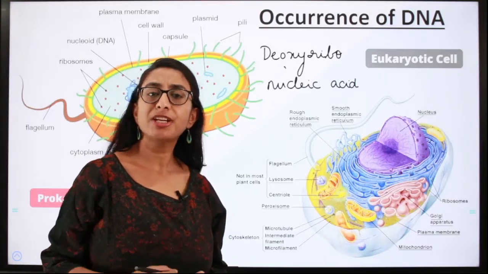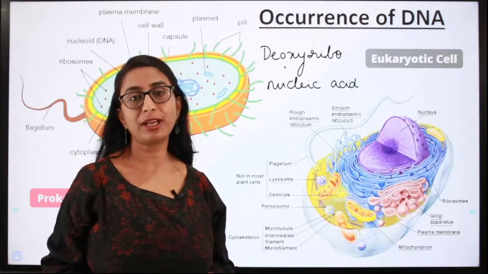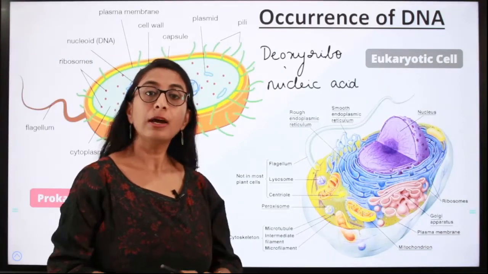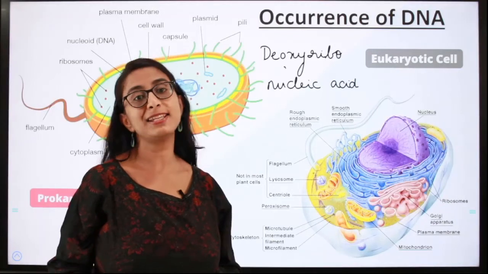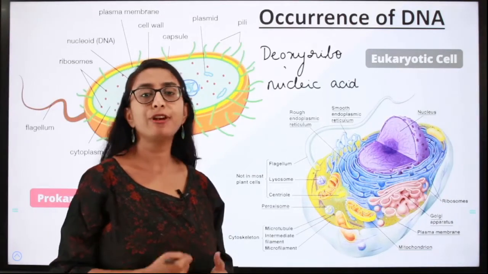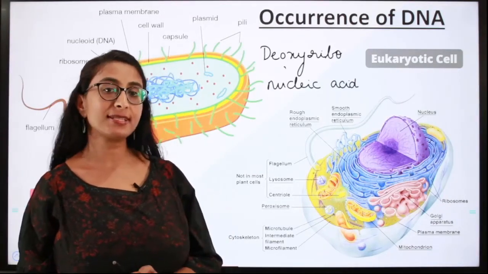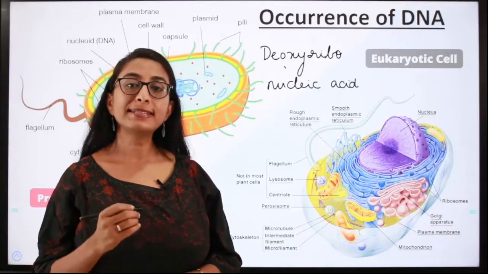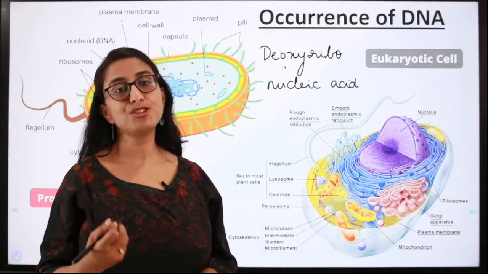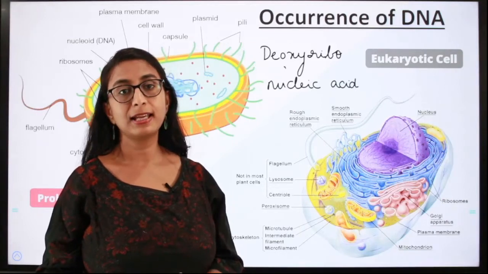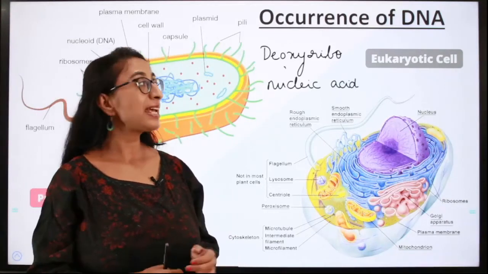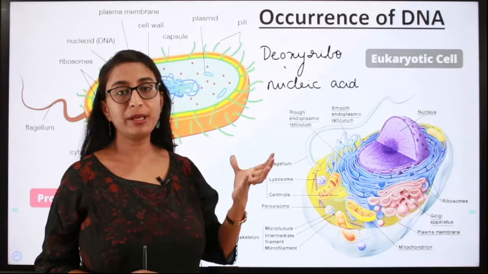DNA is the genetic material in most of the organisms. However, we also have certain organisms which have RNA as their genetic material. Say for example, the retroviruses. We have viruses which have RNA as the genetic material and they are called as retroviruses. So most of the organisms have DNA as the genetic material.